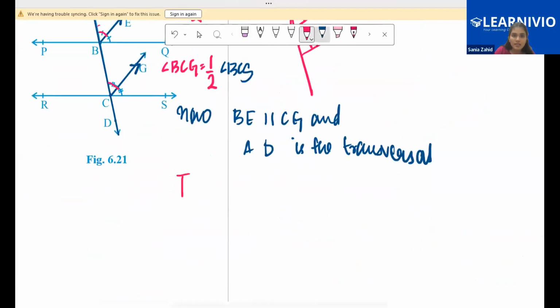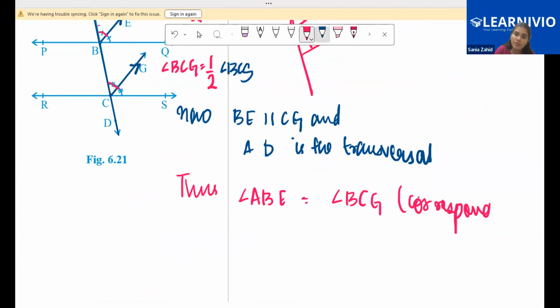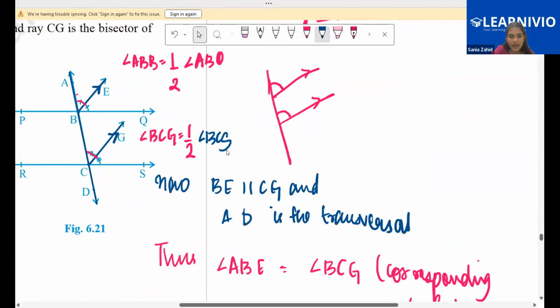Thus, angle ABE is equal to angle BCG because they are corresponding angles. Right, children? They're corresponding angles. So now, tell me one thing. I had this with me that angle ABE is equal to half of angle ABQ, and BCG was half of BCS.